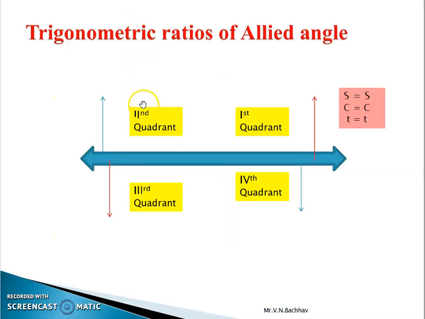Now, for simplification of trigonometric ratios of allied angles, we use this trick. So be concentrated, friends. This is the x-axis, XOX dash. Above the x-axis means 0 plus theta or 360 plus theta. That means theta lies in the first quadrant.